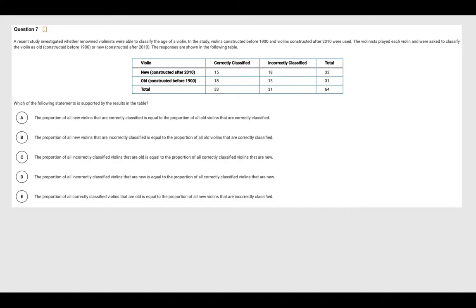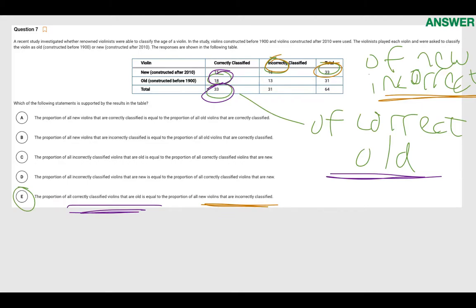Since all 5 options ask about proportions being equal, I looked at the table and found 2 sets of numbers that were the same. Inside the table, 18 appeared twice, and in the total column 33 appeared twice.